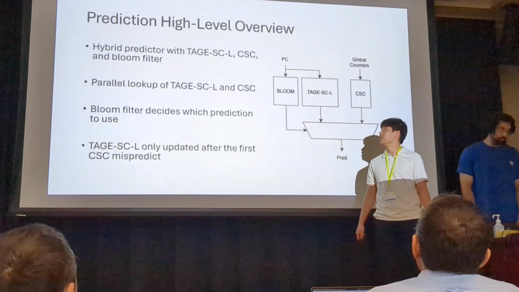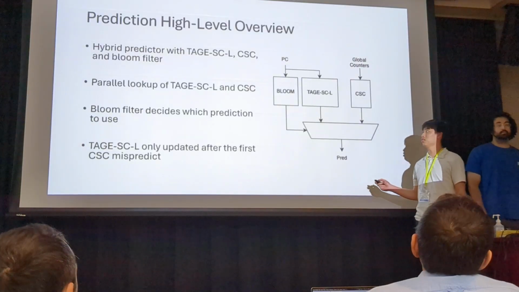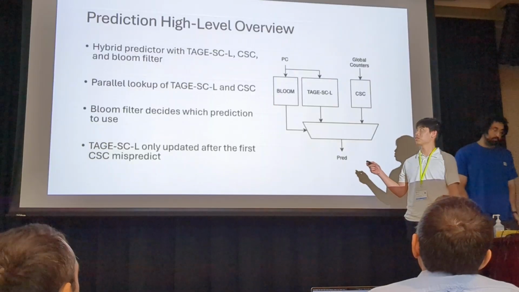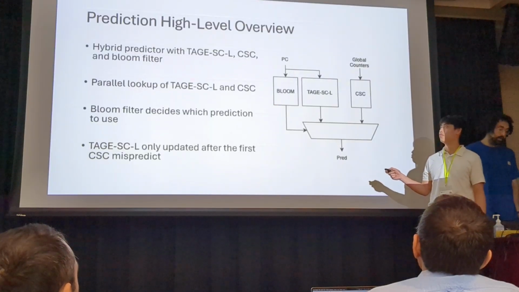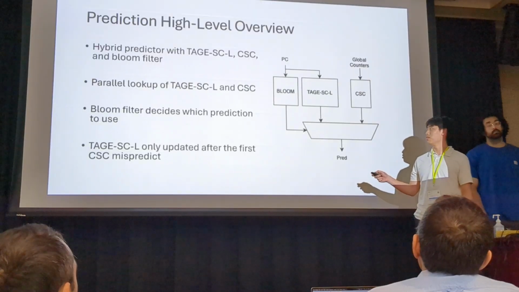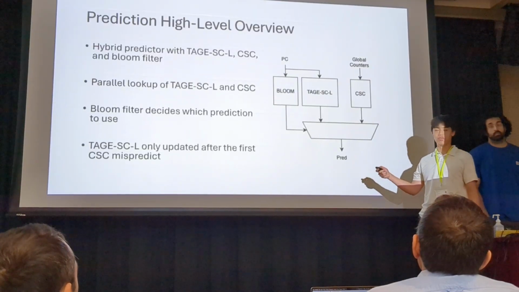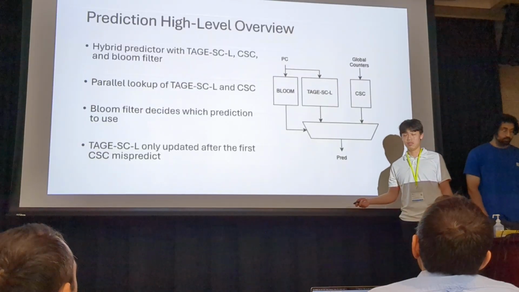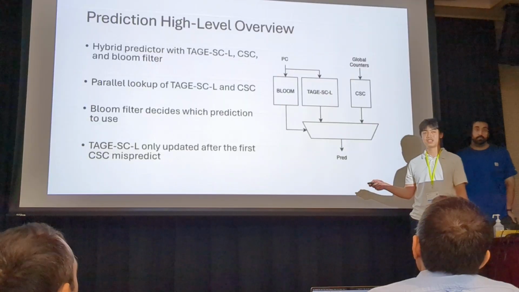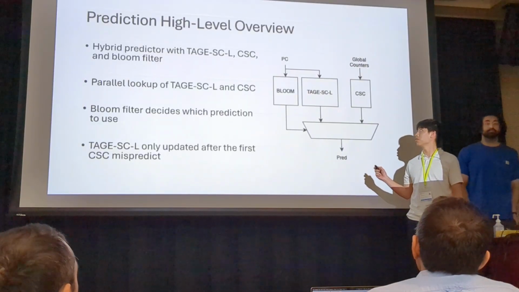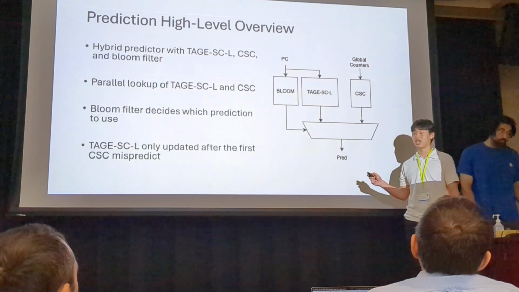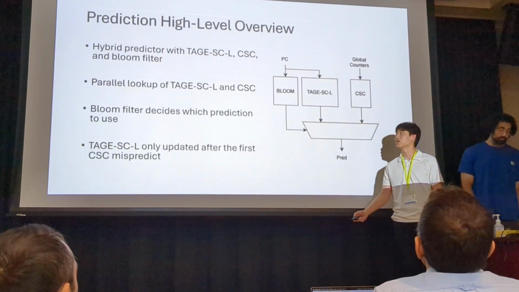So with that, here's a high-level architecture of our predictor. It's a hybrid predictor that consists of TAGE-SC-L, our code structure correlator, or CSC, and a Bloom filter. TAGE-SC-L and the CSC are linked up in parallel, and the Bloom filter is used to decide which prediction to use. One important thing to note is TAGE-SC-L is only updated after the first CSC mispredict, meaning CSC handles all branches initially, and only after it messes up, TAGE-SC-L starts training.